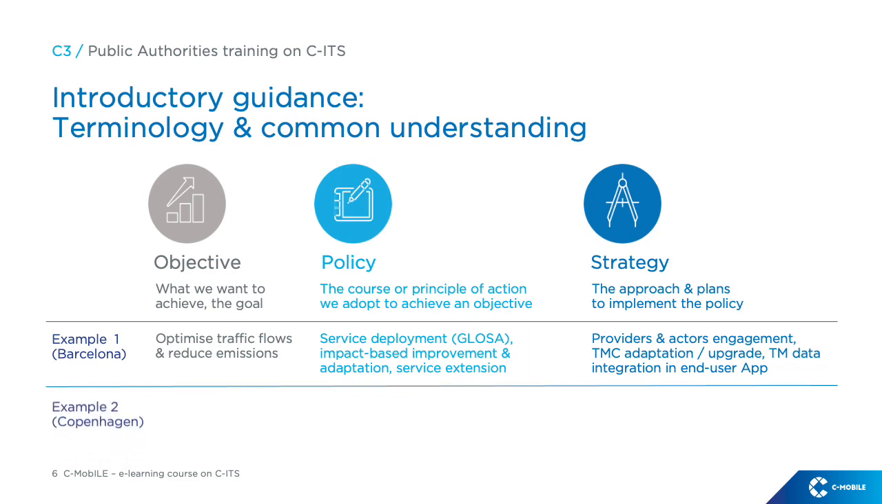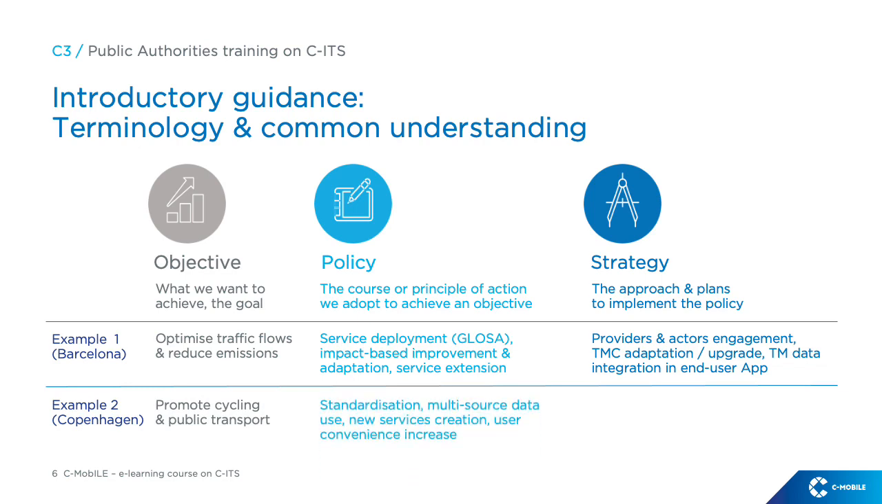In the second example, from the city of Copenhagen, the objective of the public authority is to promote cycling and the use of public transport in the city. To achieve such an objective, the policy options could involve the introduction of incentives to increase the convenience of the citizens to opt for such transport modes, and tolls for vehicular access to the city. This could be achieved by introducing new services based on the use of data from multiple sources, which in turn require standardized data and solutions.